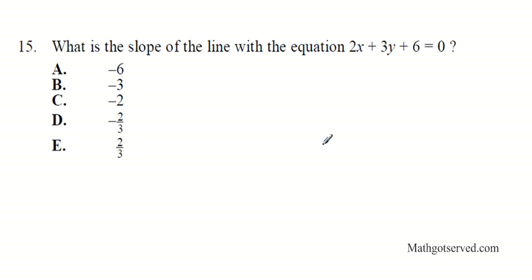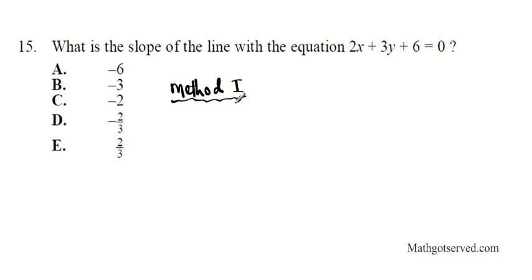It says, what is the slope of the line with the equation 2x plus 3y plus 6 equals 0? There are two ways you can do this. Method 1 is kind of advanced. Method 1 requires you to know the formulation of this equation and a special formula, okay? This formula applies to only standard form.